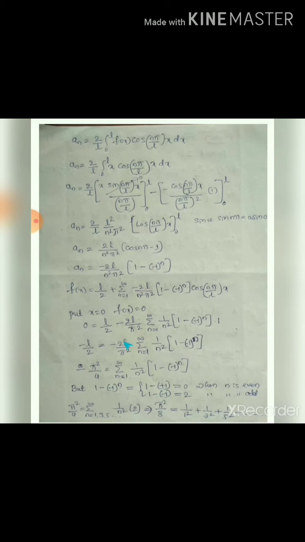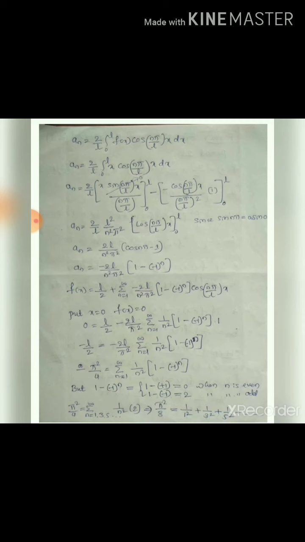Then take this L by 2 to the LHS. Minus L by 2 equal to minus 2L by pi square, summation n equal to 1 to infinity 1 by n square in bracket 1 minus 1 raised to n. Therefore minus sign you can get cancelled, and L you can get cancelled, 2 also. Therefore what's remaining? Not a 2, this will be a 4. Pi square divided by 4 equal to summation n equal to 1 to infinity 1 upon n square in bracket 1 minus 1 raised to n.